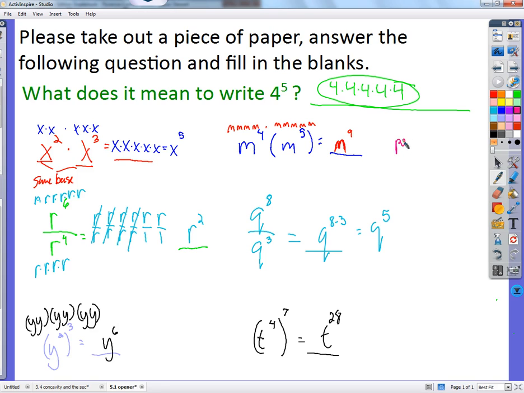Called power of a product. This is called power of, is this a power of a product? What do you think this is? Power of what? Quotient. A product is what you get when you multiply, and a quotient is the thing that you get when you divide.